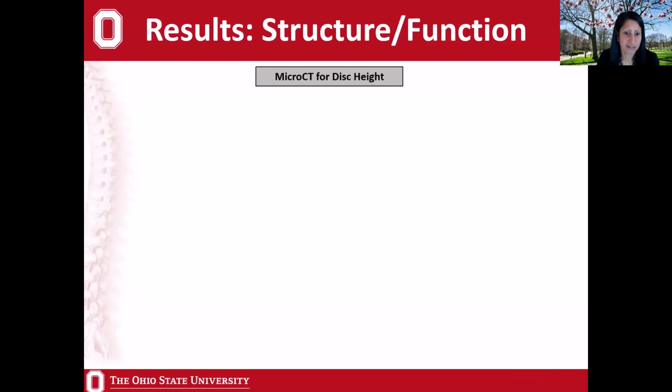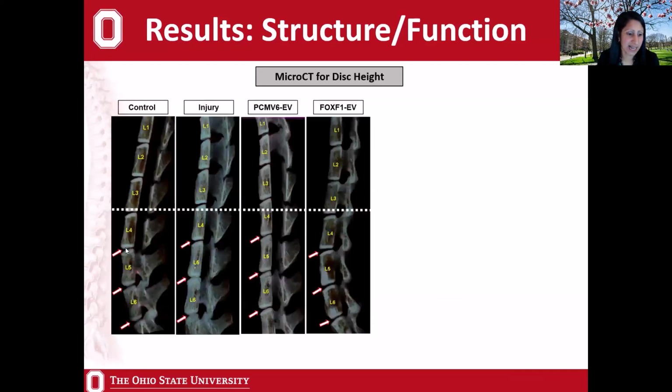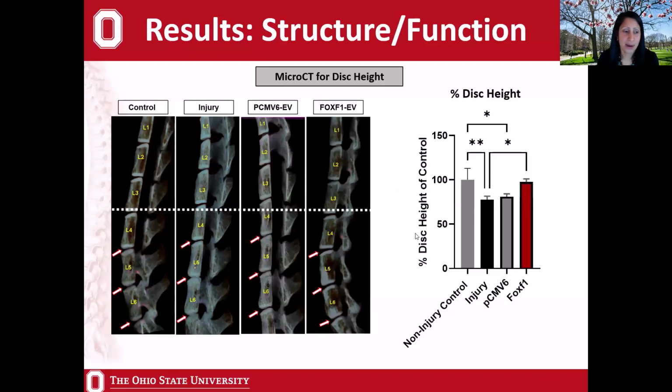We then performed micro-CT to look at disc height, and these are from L5 to L6. You can see where we injected or treated the disc, depending on the control, injury, sham, and FOXF1 group. And when we quantified disc height, we could see a restoration. Here's our FOXF1 group, restoration of disc height, similar to control and significantly different from injury with our FOXF1 treatment. So this was really exciting for us too, and it goes nicely with our tissue hydration data.